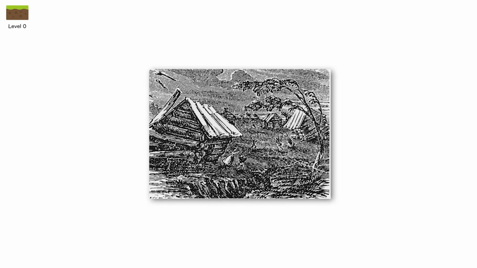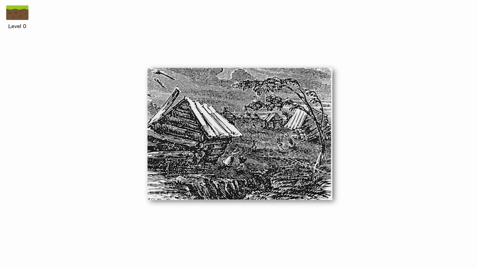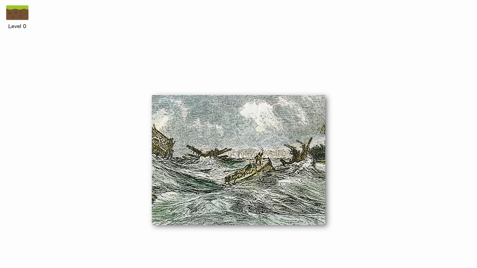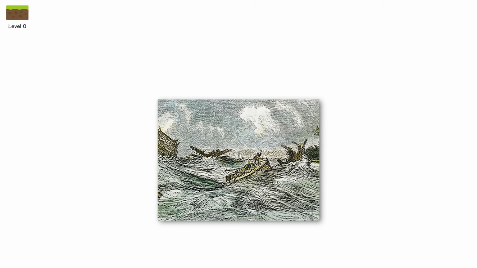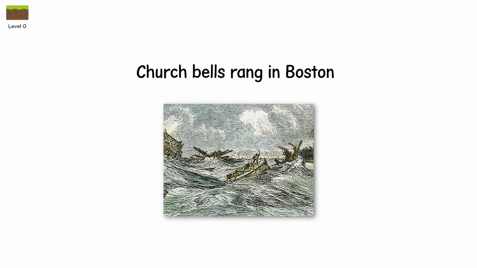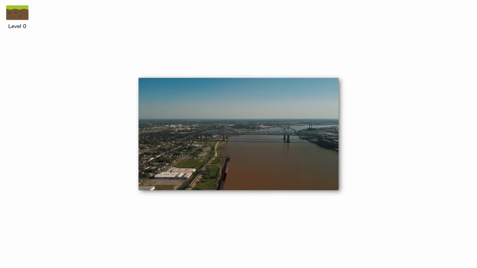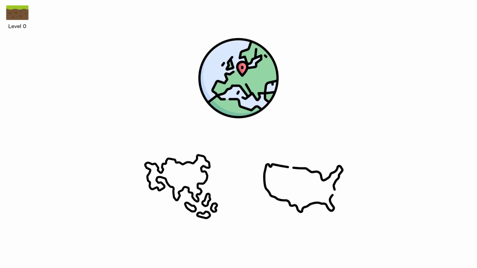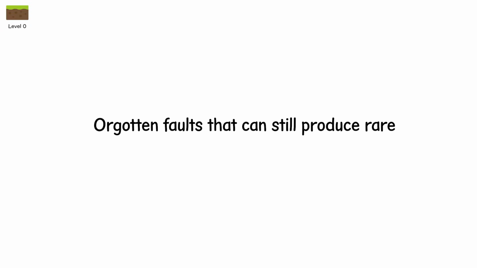In 1811 and 1812, a series of magnitude 7+ earthquakes struck Missouri, USA, thousands of kilometers from the nearest plate boundary. Church bells rang in Boston. The Mississippi River flowed backwards. Even stable zones hold buried faults, dormant but not dead. Small towns in Central Asia, the US Midwest, and Eastern Europe often sit atop ancient rift zones, forgotten faults that can still produce rare, powerful shocks.